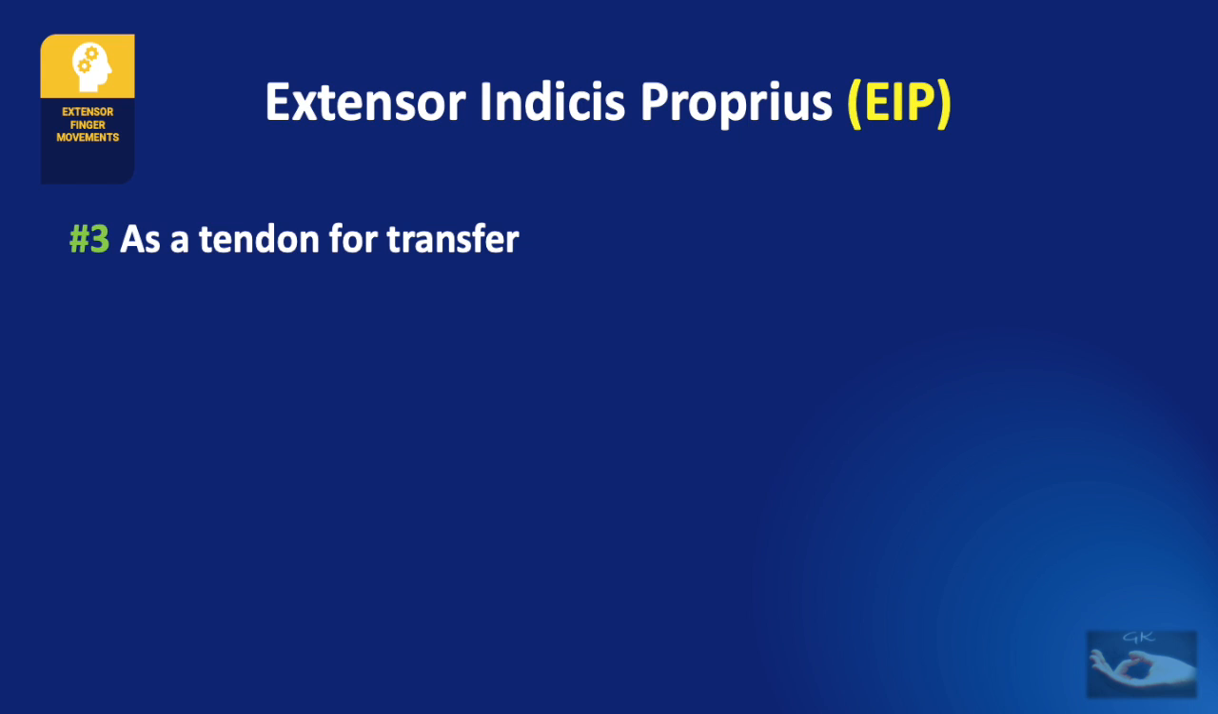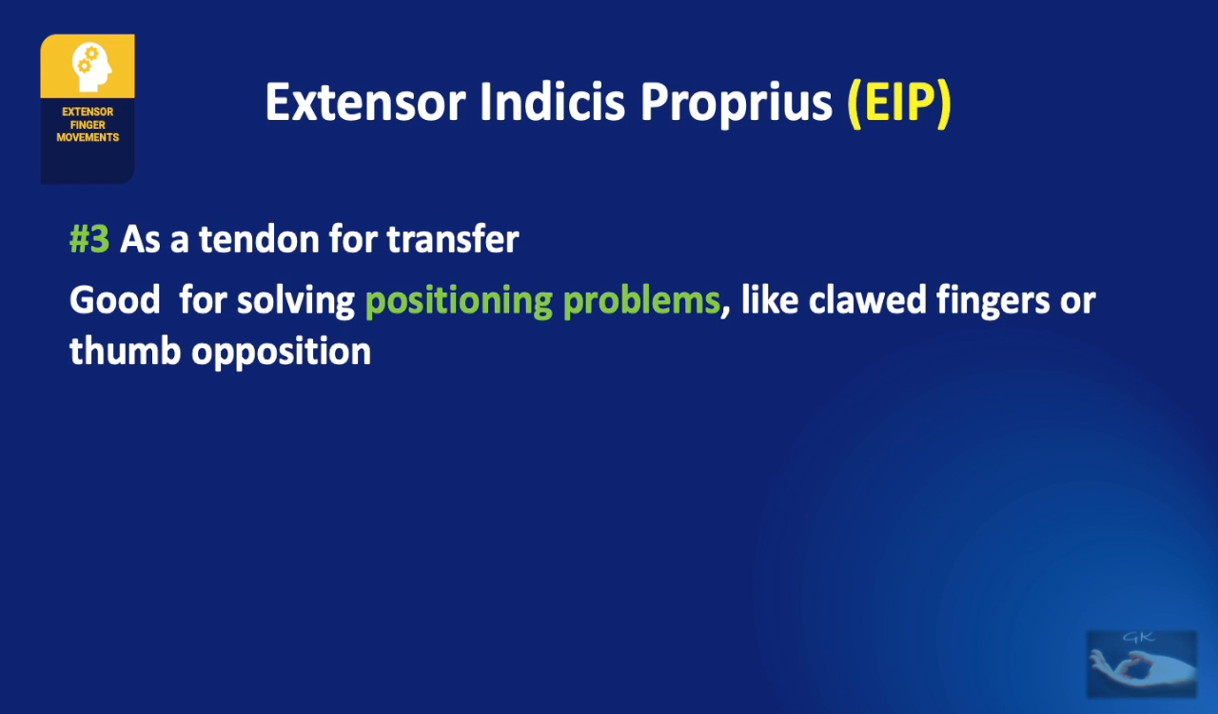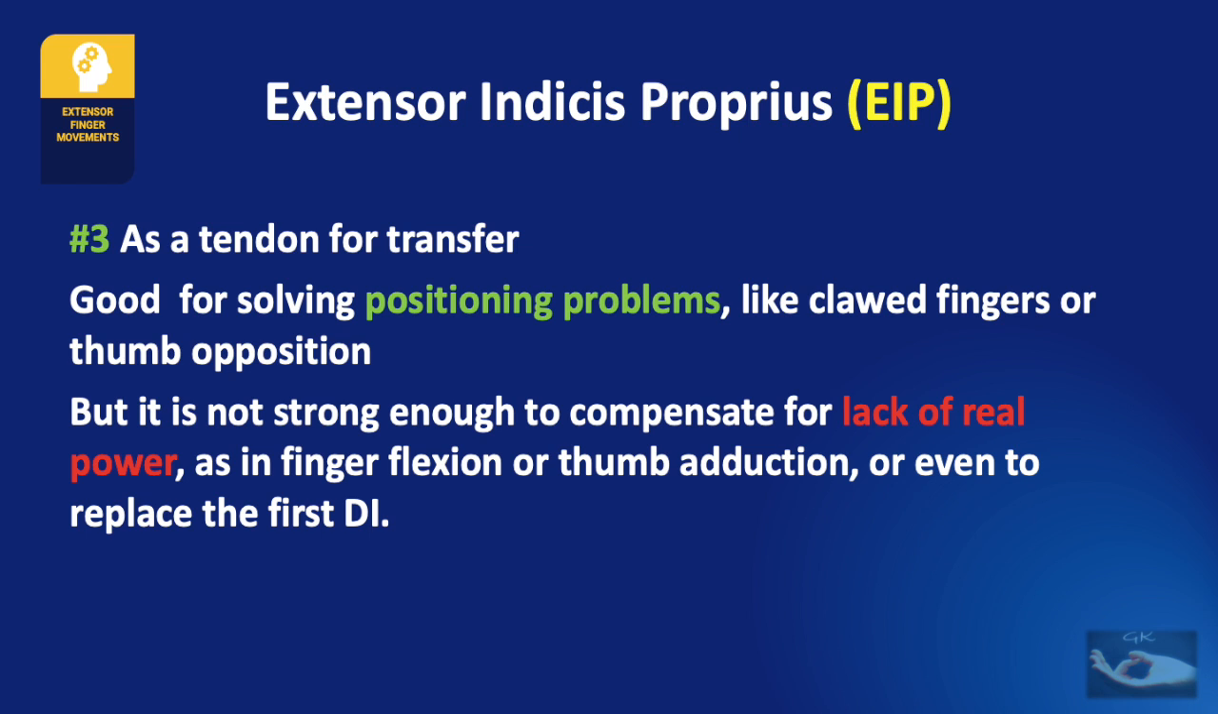And more importantly, when we are planning to use this tendon as a transfer, we need to remember that it is a weak muscle. So it is good for solving positioning problems like clawed fingers or thumb opposition. But it is not strong enough to compensate for lack of real power, as in finger flexion or thumb adduction, or even to replace the first dorsal interosseous.